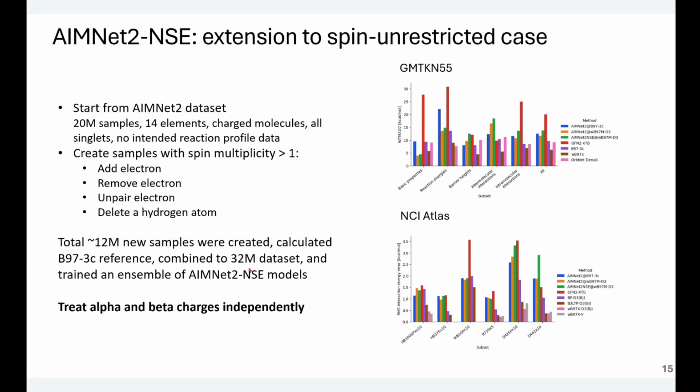Well, first good thing, I'm showing this briefly: performance on our base benchmarks GMTKN55 and NCI Atlas is not much worse. And so the model keeps and can accommodate both, well, this more complicated data, I would say.